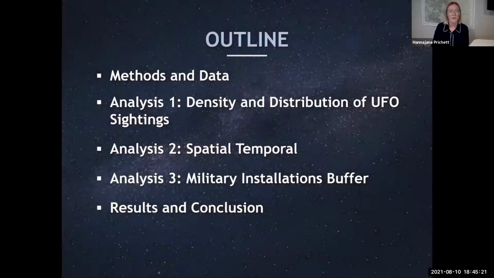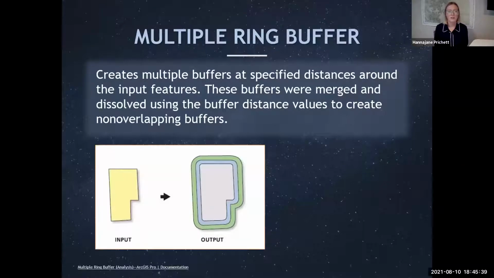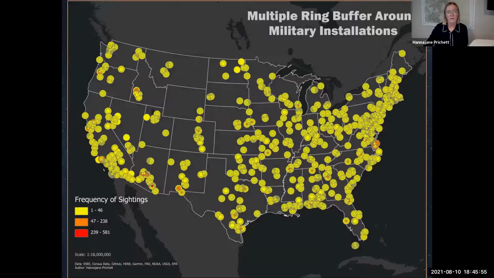So now we move on to our last analysis, the military installations buffer analysis. This third analysis shifts focus to look at relationships between sightings and military installation points using a multiple ring buffer. A multiple ring buffer creates buffers at specified distances around the input features. I created a 10, 20, and 30-mile buffer around these military installation points. This is the map that was created using the multiple ring buffer around those military installation points.